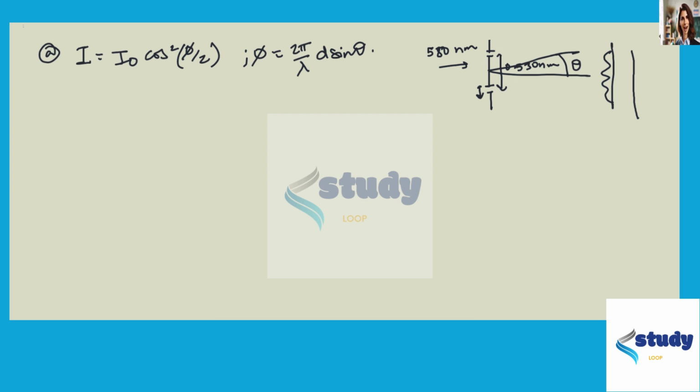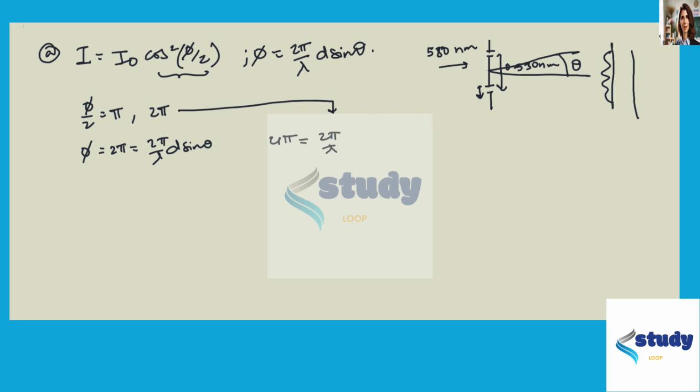Now, for maximas, we want phi by 2 to be pi and 2 pi. Cos pi will be -1 and cos 2 pi will be 1, and that will be the maximum value for cos square phi by 2. For this, we want phi to be 2 pi, which means 2 pi is equal to 2 pi by lambda d sine theta. And for the second case, we want 4 pi is equal to 2 pi by lambda d sine theta, giving us sine theta is equal to lambda by d, and sine theta is equal to 2 lambda by d. Now, solving these equations is pretty easy.